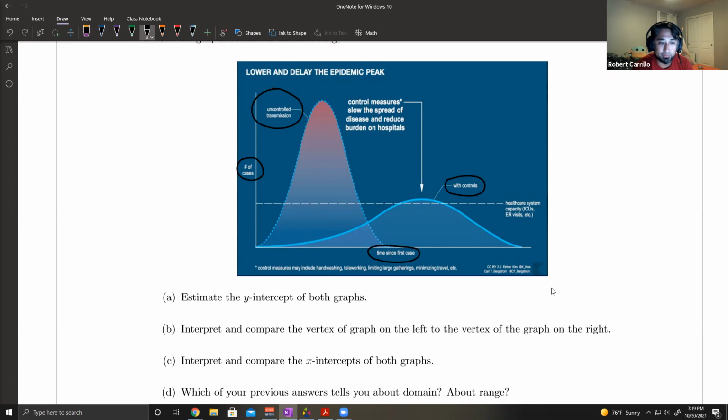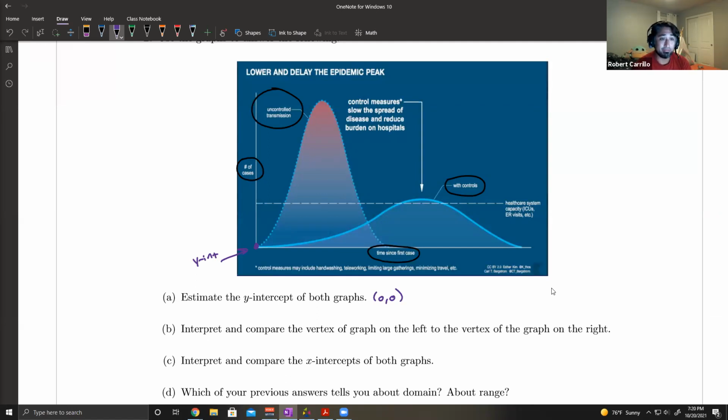Okay, cool. So A, estimate the y-intercept of both graphs. Where do you think the y-intercept is? Remember that this is your y-axis and this is your x-axis. So your only y-intercept could be down here in the corner, which is what number? 0. Good. So there's our y-intercept for both graphs. Our y-intercept is 0.